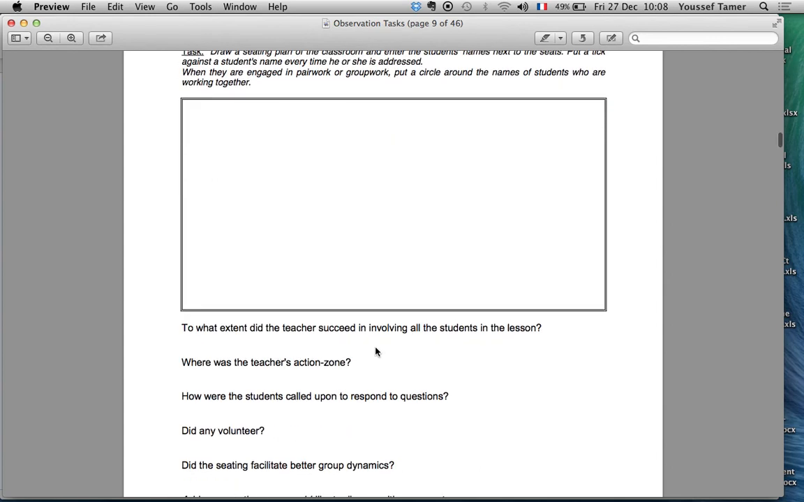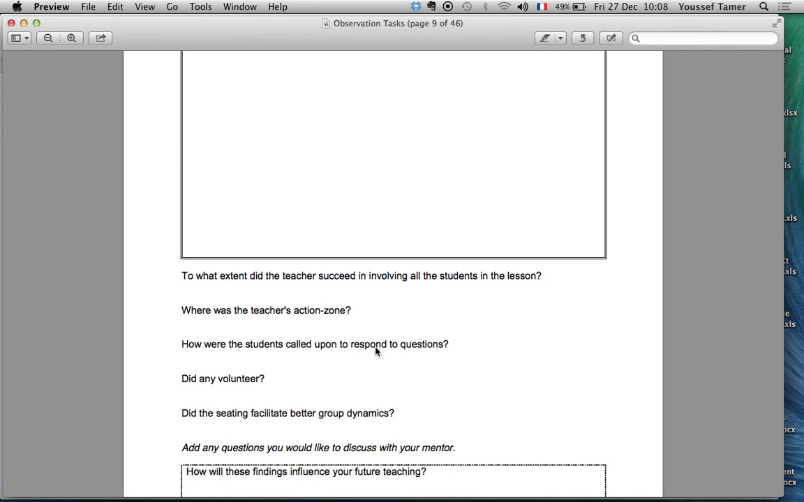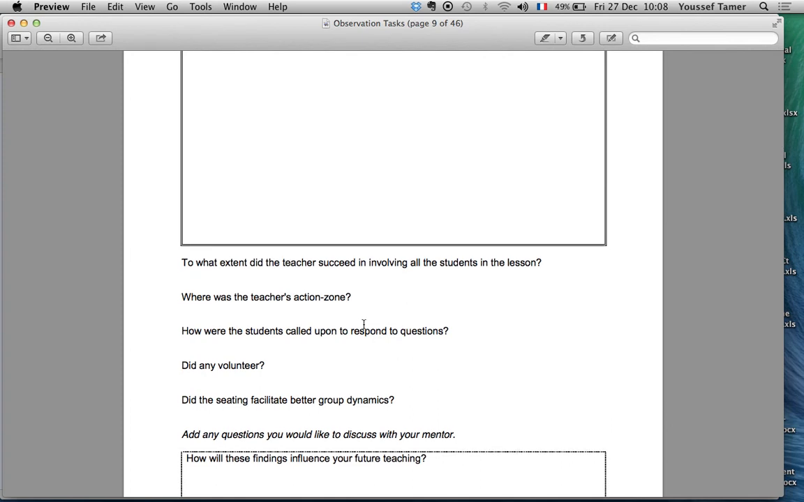Then, as a follow-up for this activity, you can discuss in your reflections, because one of the things you will be doing a lot in your training is to reflect on what's going on, and then reflect on what you will be doing. For example, to what extent did the teacher succeed in involving all students in the lesson? It's a very helpful question. You just rely on this, and you can come up with a good report, a good portfolio where you reflect on what you're doing.